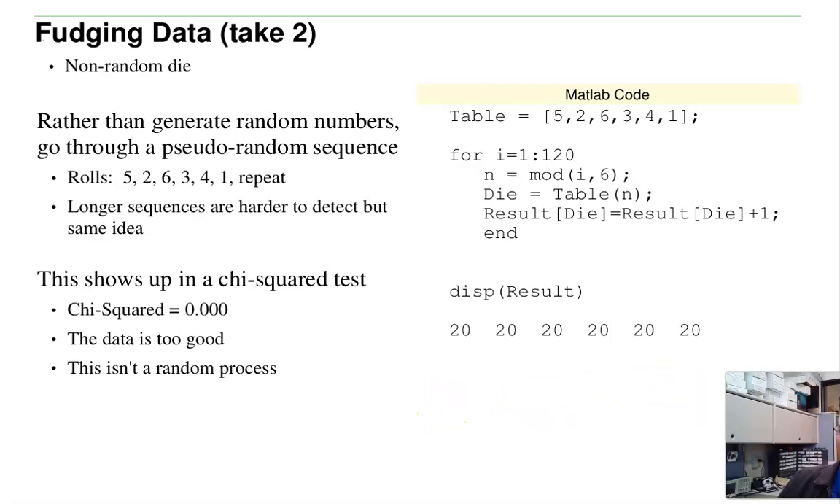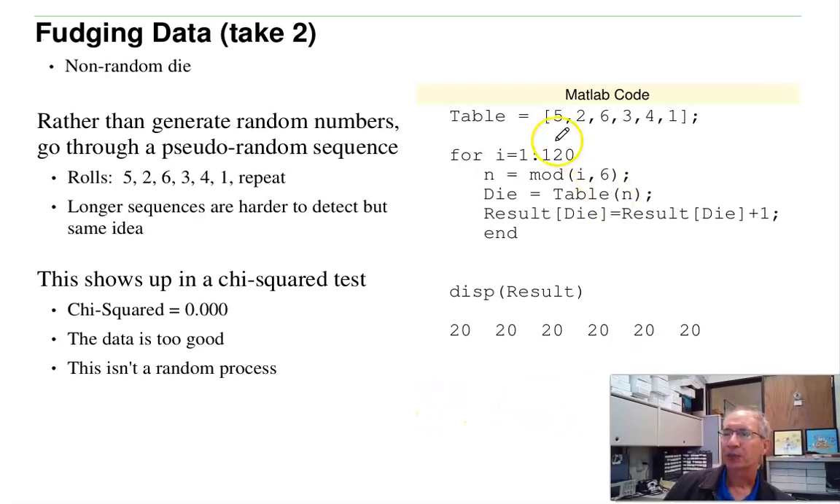Suppose instead of generating random numbers, I just go through a sequence. And here I'm just going to go through the sequence 526, 341, then it repeats 526, 341. In practice, I'd actually make the sequence longer, so it's harder to detect, but same idea. Let's just assume I have the same sequence right here.